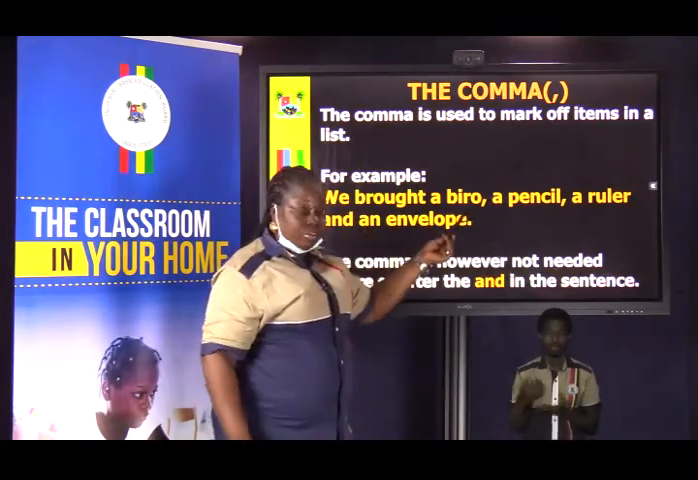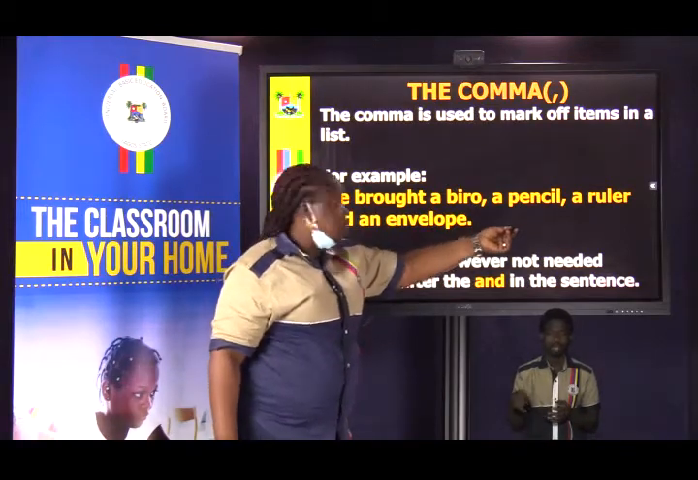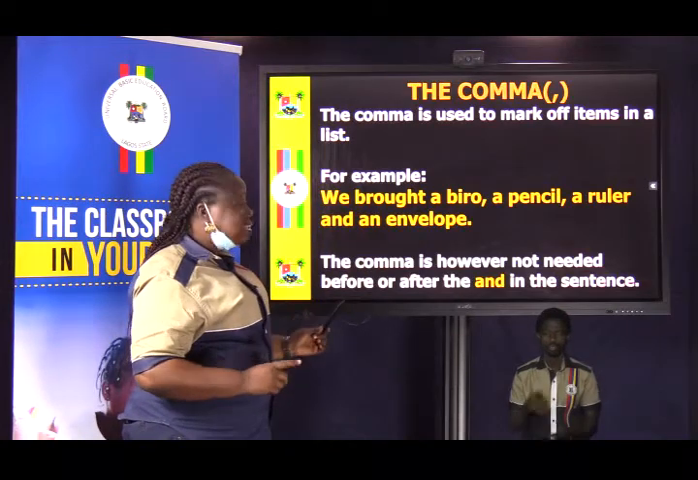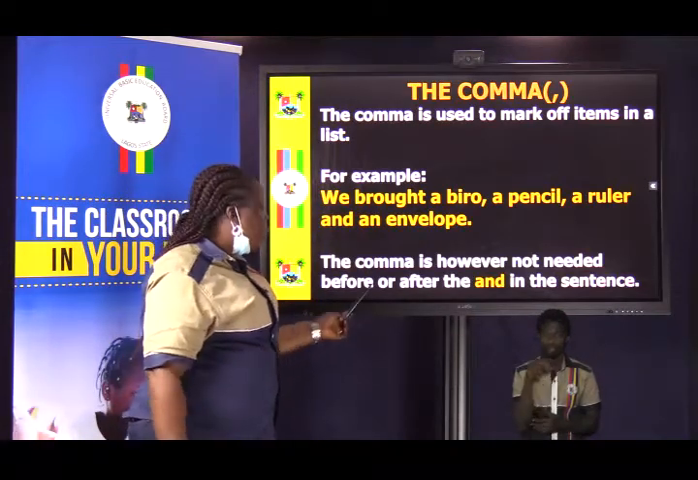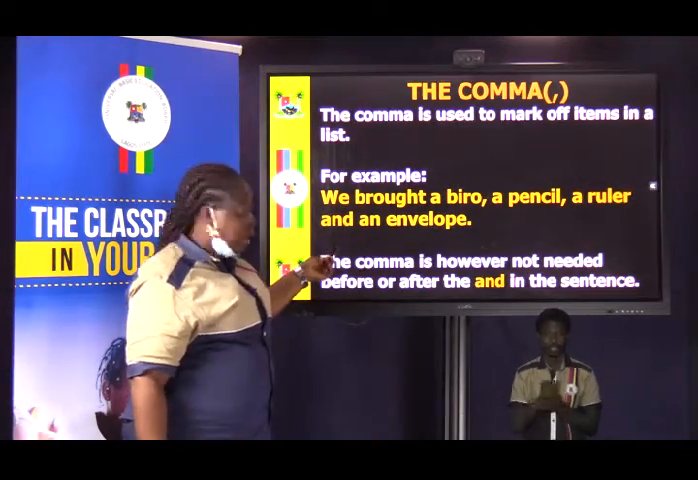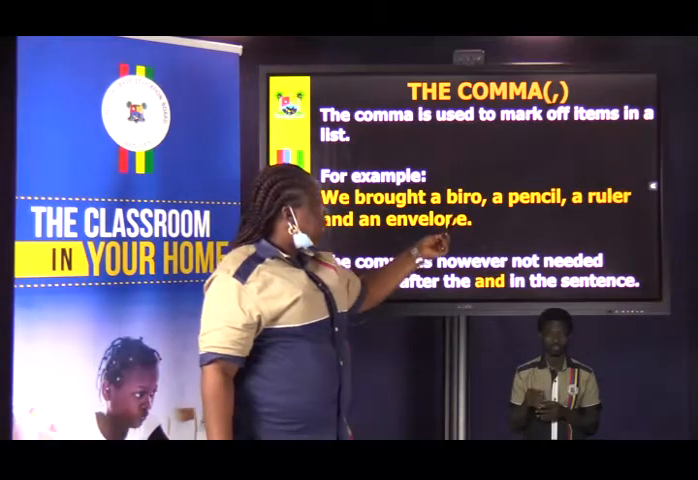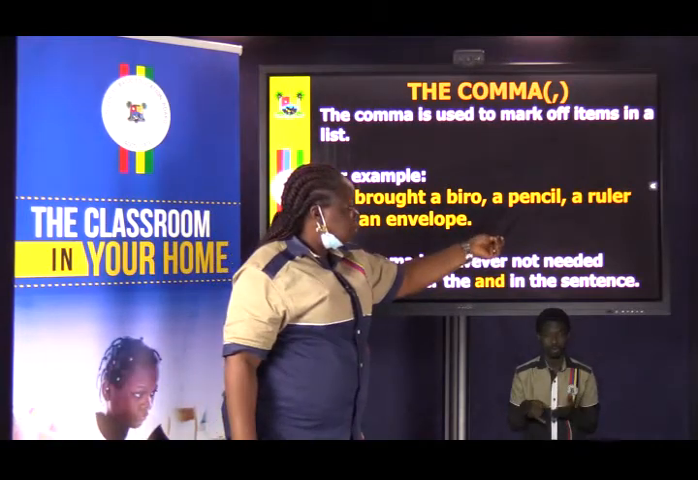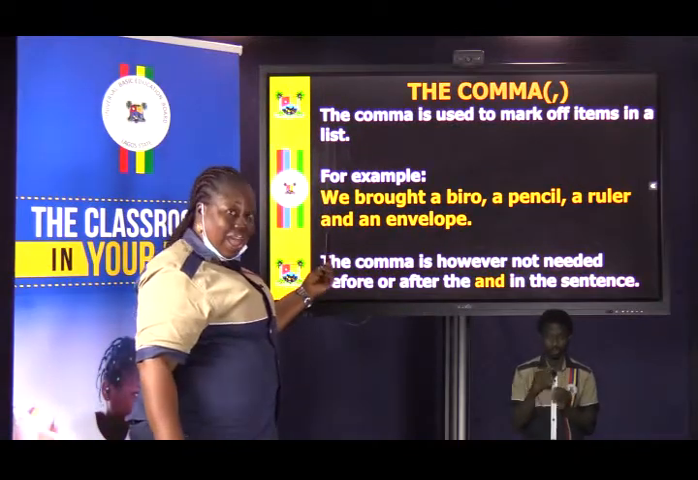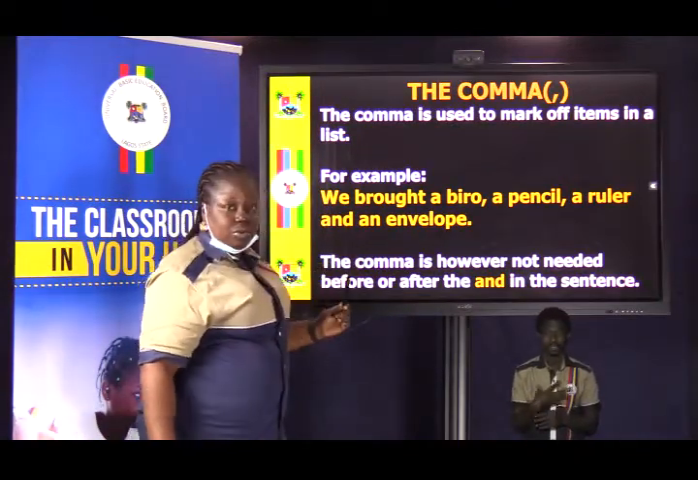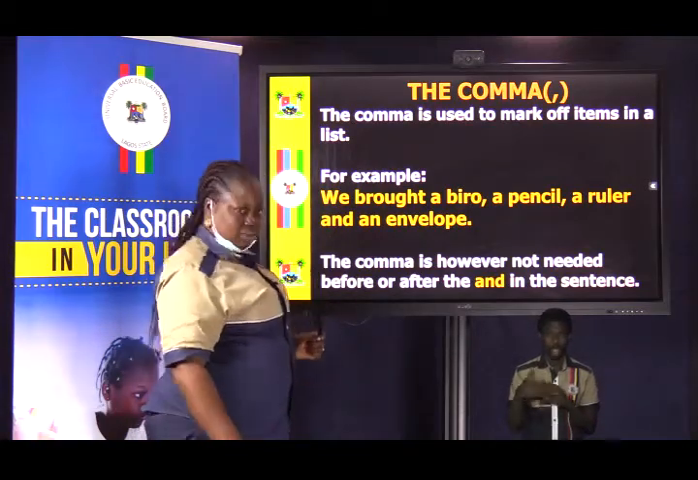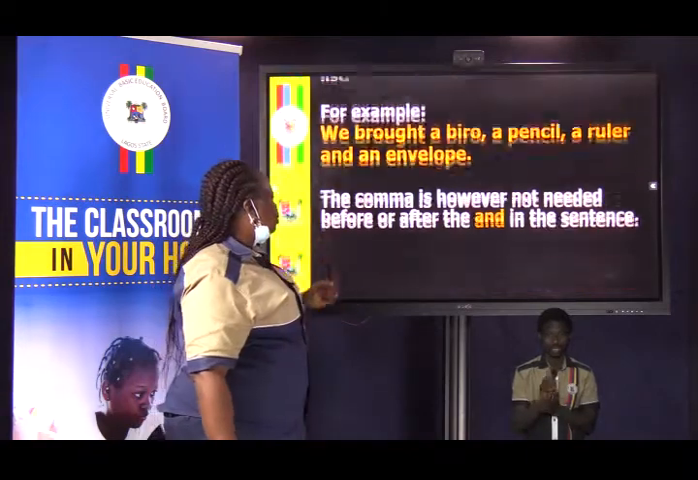We brought a biro, a pencil, a ruler, and an envelope. The comma is, however, not needed before or after the "and" in the sentence. That's why you don't have a comma here. We brought a biro, a pencil, a ruler, and because you have just one more, you use "and an envelope." And you don't need to put a comma before or after "and." Did you get that? Brilliant you.